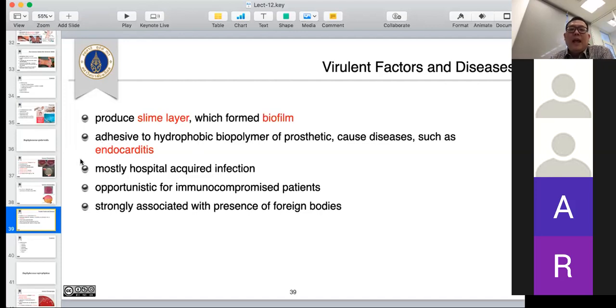Okay, they are mostly opportunistic infections for immunocompromised patients. They do not infect you guys at home, but if you stay admitted to hospital for a long time, you will probably get infected by a hospital acquired infection.